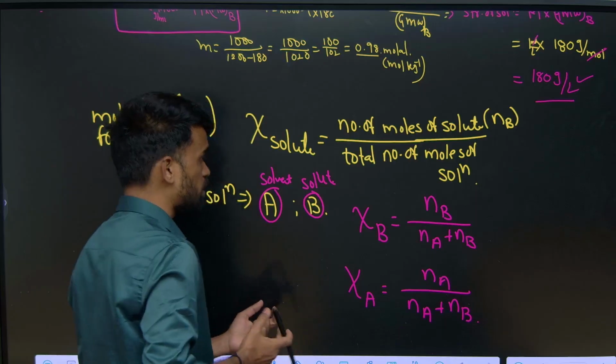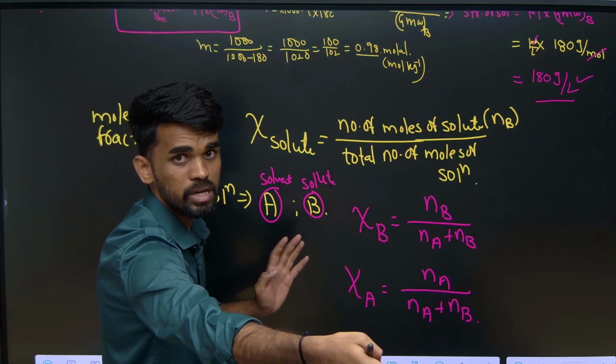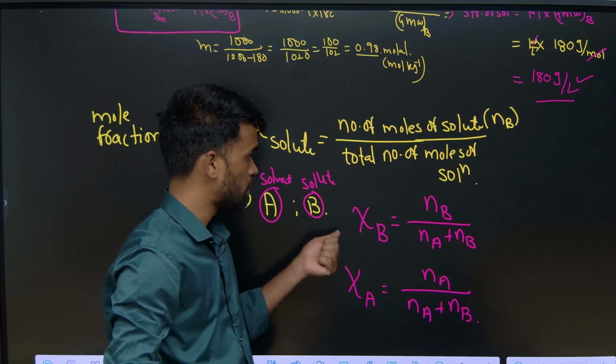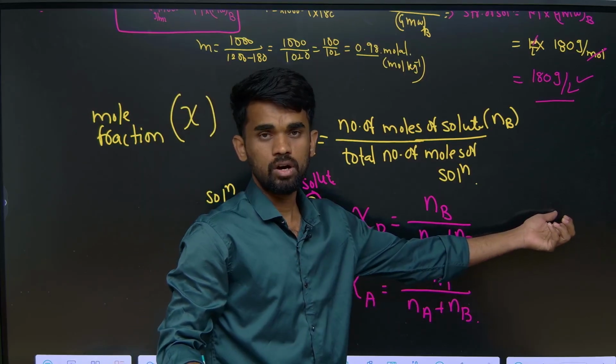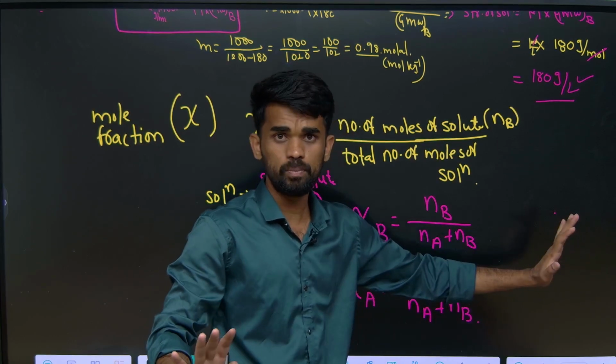If the solution is made up of A, B, C, D, like that, many components are there, how do we express that? If I want to express for B, it is NB by NA plus NB plus NC plus so on. However many components are there in that particular solution, you have to write all of those here. I hope it is clear.